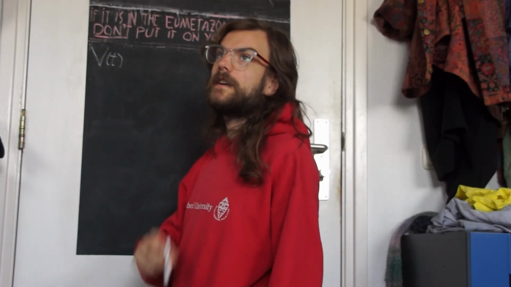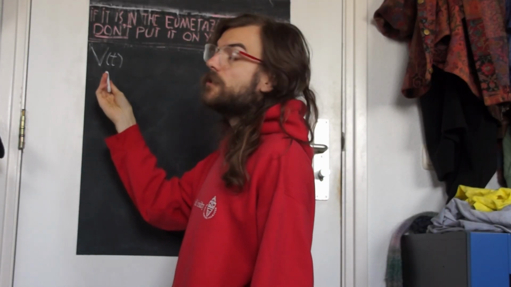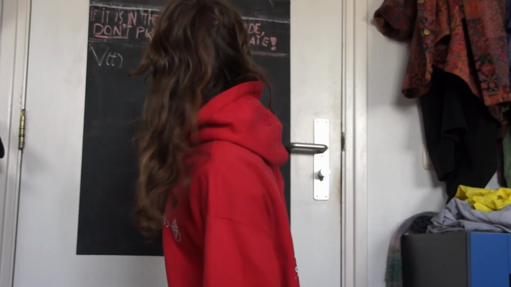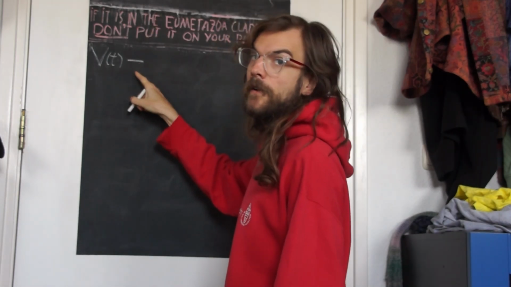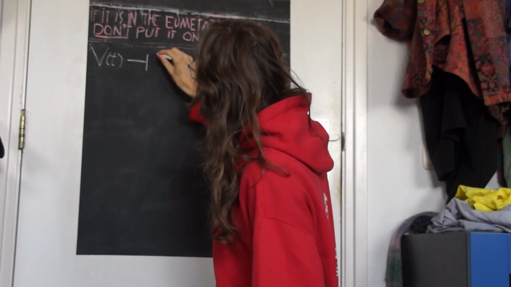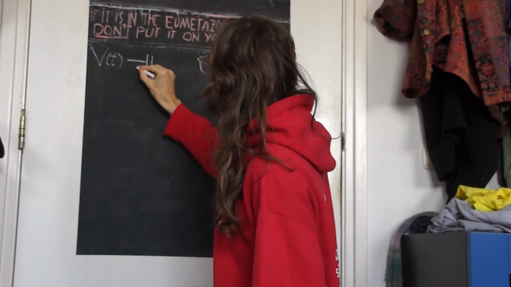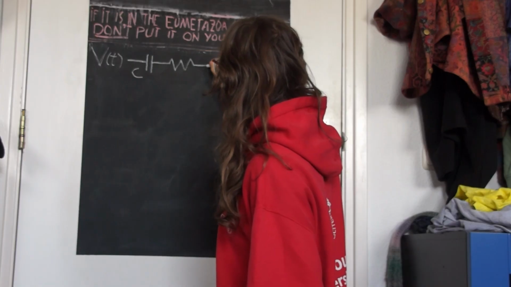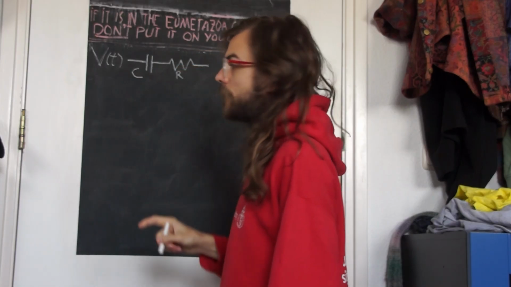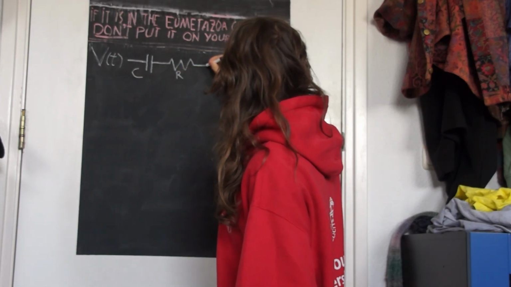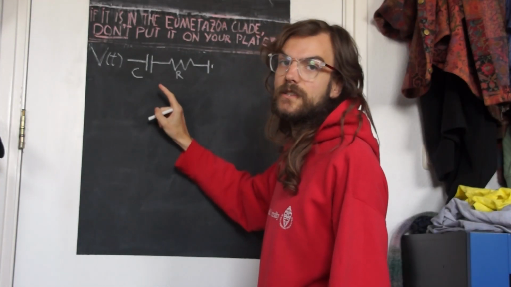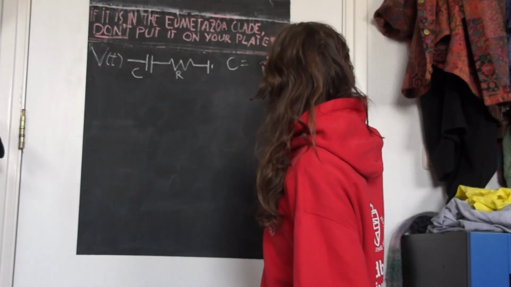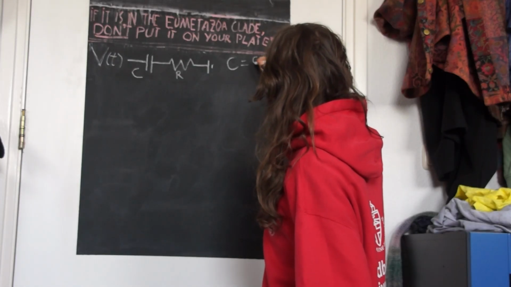You can think of it as an AC voltage, or it can be an AC with a DC offset or whatever. And that's going to be on this wire, and first it's going to go into a capacitor with capacitance C, and then it's going to go through a resistor with resistance R, and then it's going to go to ground.